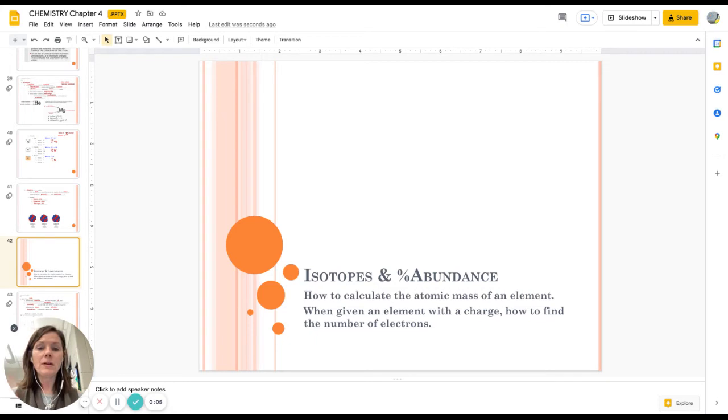Today's lesson is going to be on isotopes and percent abundance. And what does that mean? We're going to learn how to calculate the atomic mass of an element. And when we're given an element with a charge, which we haven't seen yet, we're going to find out the number of electrons. Okay, so make sure you have something to write with. Let's take some notes.